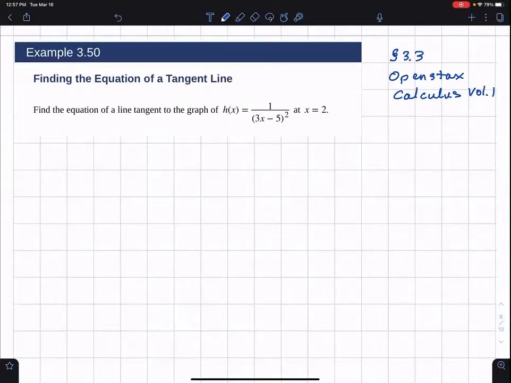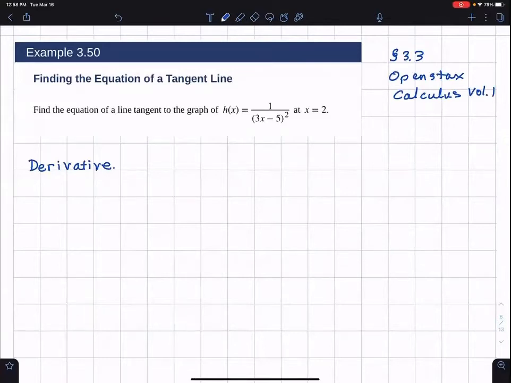In this problem here, we have a function where we need to use the chain rule. What do I mean by we need to use the chain rule? Well, when we find the tangent line, the first step is we need to find a derivative. Let me read the directions. Find the equation of a tangent line to the graph h of x equals 1 over (3x minus 5) squared at x equals 2.